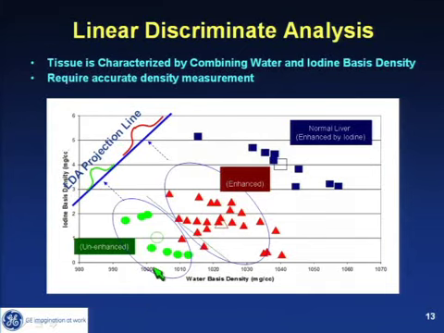Of course, if you only look at the water density images, there's a significant overlap. If you only look at iodine density images, there's also a significant overlap. But if you project this onto the angle, you can see that those two groups are well separated.